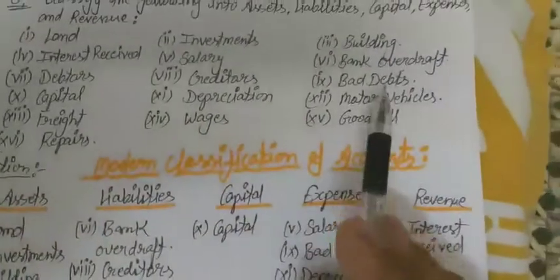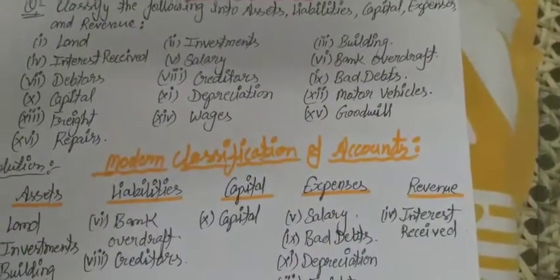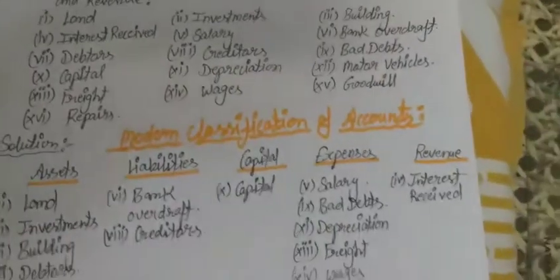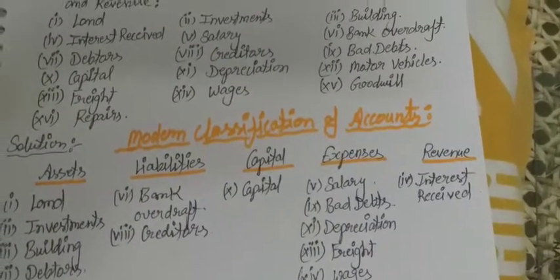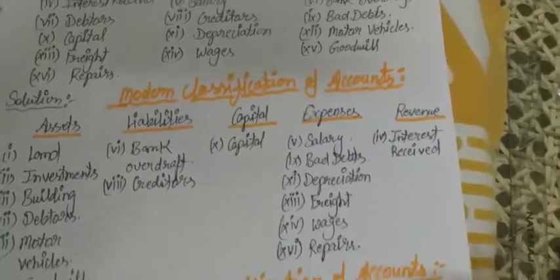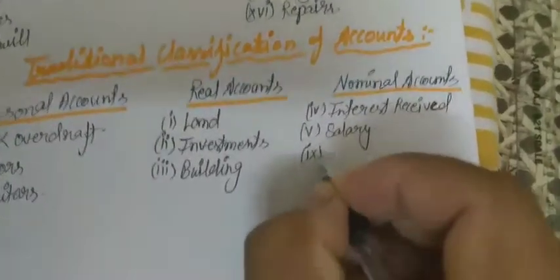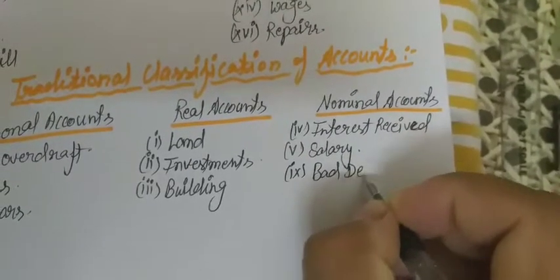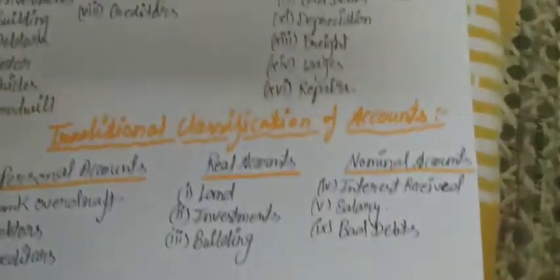Okay. Next one is bad debts. Bad debts are a loss for the business, and all losses, profits, income, and expenses come under the nominal account. So that's why bad debts will come under the nominal account.